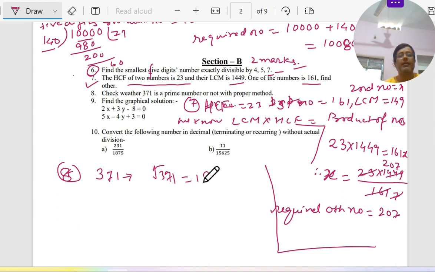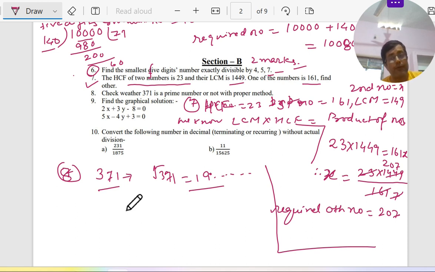So you will get this is 19 point something. So we have to check till 19 whether it is divisible or not. If it is not divisible, then we will tell it is a prime number. If it is divisible by any of the numbers below or till 19, then we will tell it is a composite number. We will check all these things by proper divisibility rule.